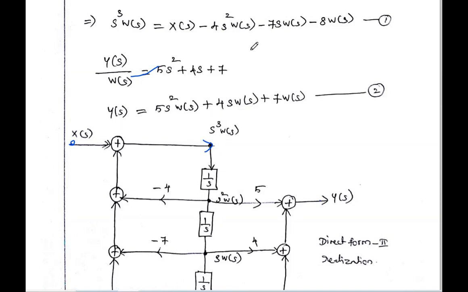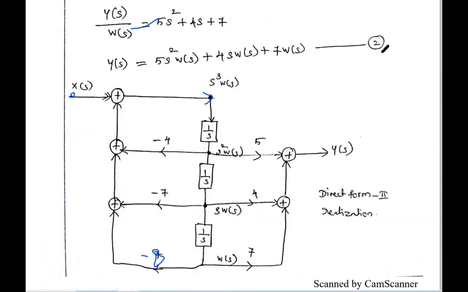Okay. So the next one, we have to implement the second equation. What is the second equation? The output Y of s. The output Y of s is nothing but an addition of 3 terms. Okay. So if we want to add 3 terms, we need 2 adders. So similar to here, you place 2 adders.